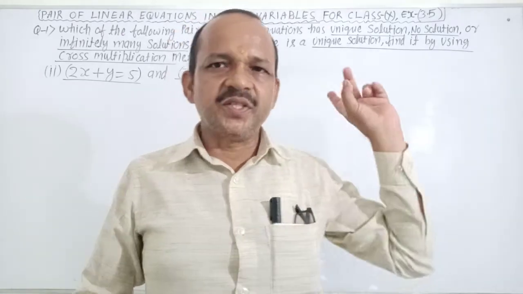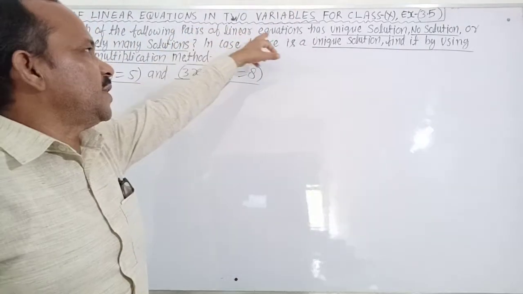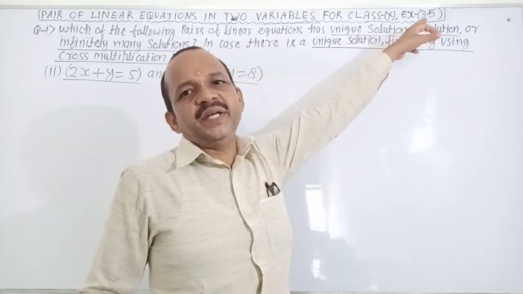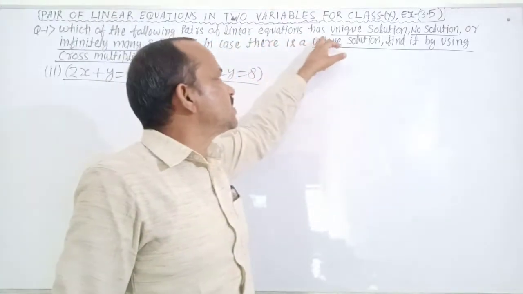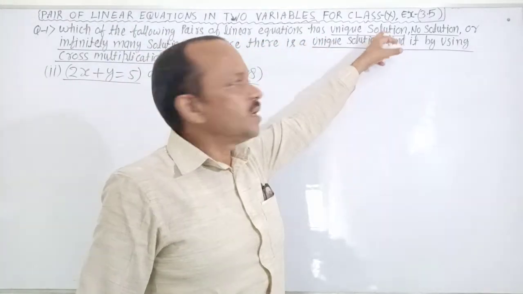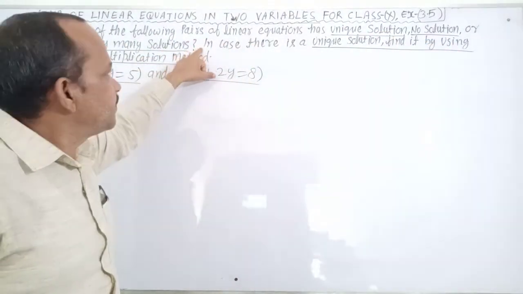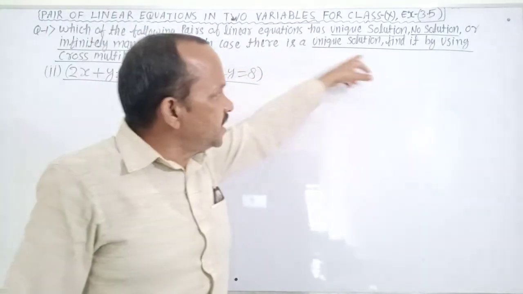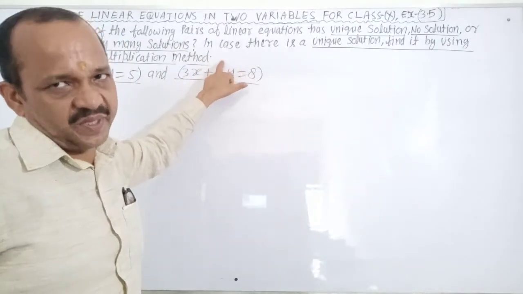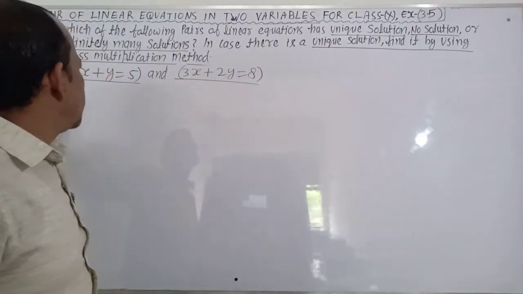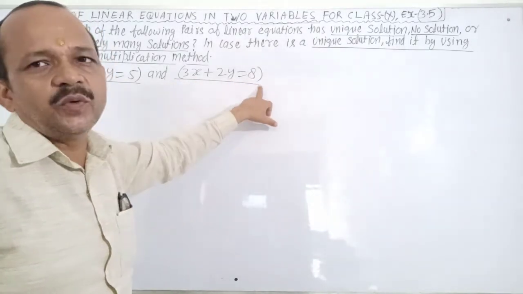Very good. See the board. Pair of linear equation in two variables for class 10 exercise 3.5. Question number first. Which of the following pair of linear equation has unique solution, no solution or infinitely many solution? In case there is a unique solution, find it by using cross multiplication method. Question first part second. 2x plus y equal to 5 and 3x plus 2y equal to 8.